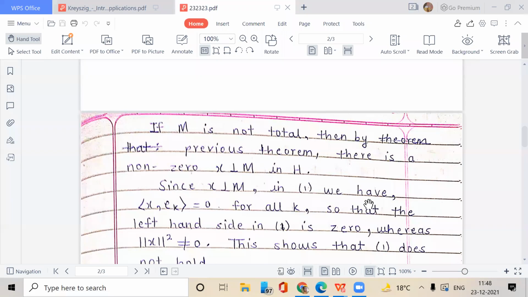This theorem number could be 18 or so. So write by theorem number 18. There is a non-zero small x orthogonal to capital M in capital H.